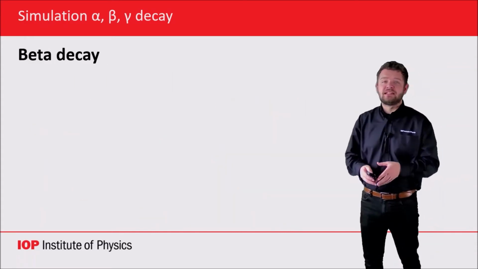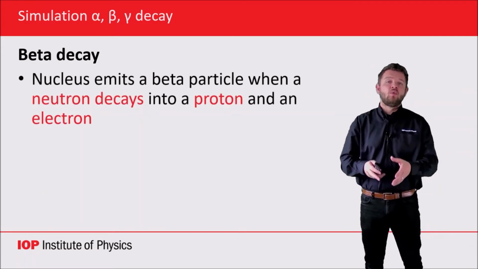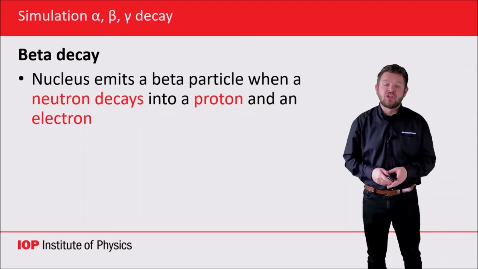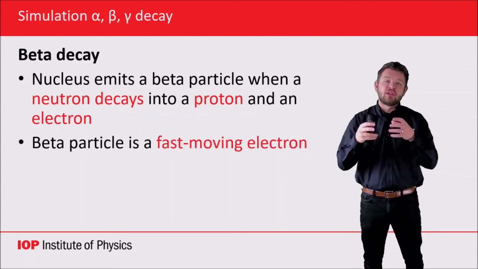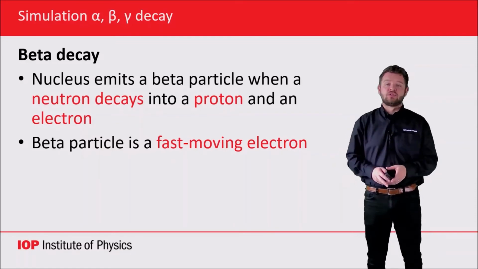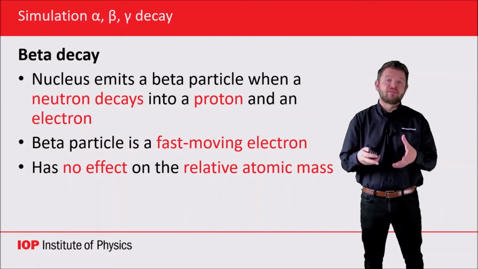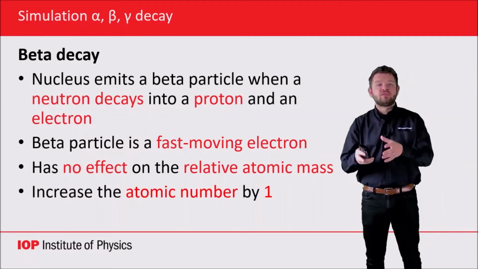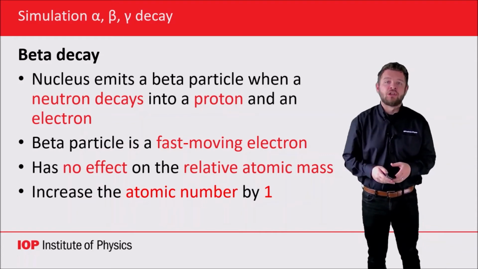Next up is beta decay. The nucleus in this case emits a beta particle when a neutron decays into a proton and an electron. This fast-moving electron is ejected from the nucleus as the beta particle. The loss of this small particle therefore has no effect on the mass of the atom, but the change of a neutron into a proton does increase the atomic number by 1.